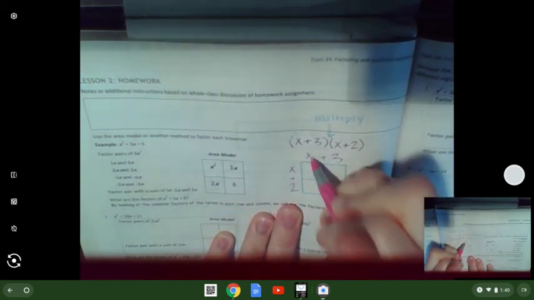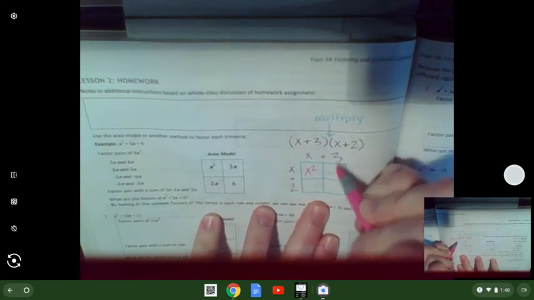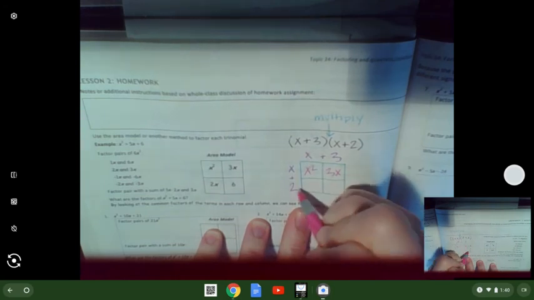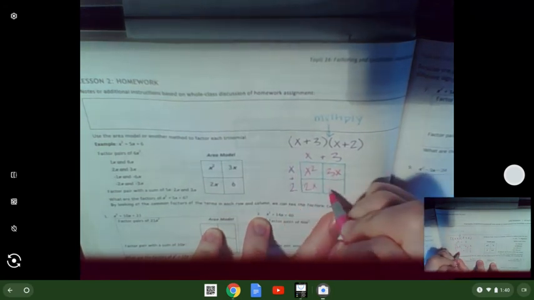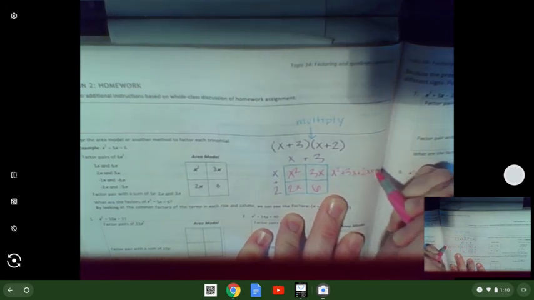So x times x is x squared. X times 3 is 3x. X times 2 is 2x, and 2 times 3 is 6. The box is great for organization, but we never answer in a box. We're going to take all that out of the box. So we have x squared plus 3x plus 2x plus 6.